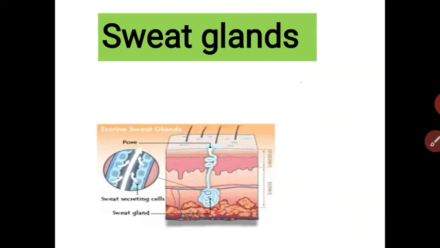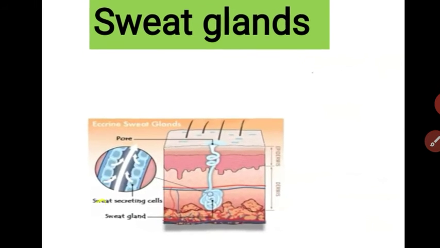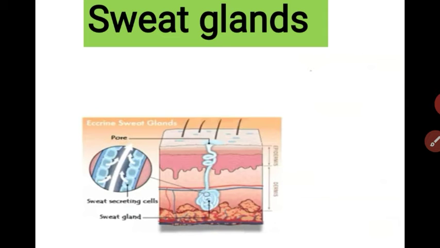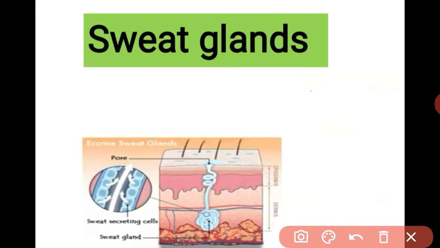What is the main function? The body loses heat by the evaporation of sweat. Got it, student? The sweat gland is a coil-like structure present in the dermis region. On the surface of the skin it has an opening called the sweat pore, and the sweat gland absorbs fluid from nearer cells and tissue and secretes it outside. It works as an excretory organ.